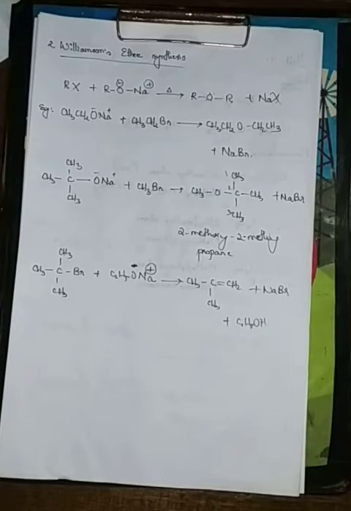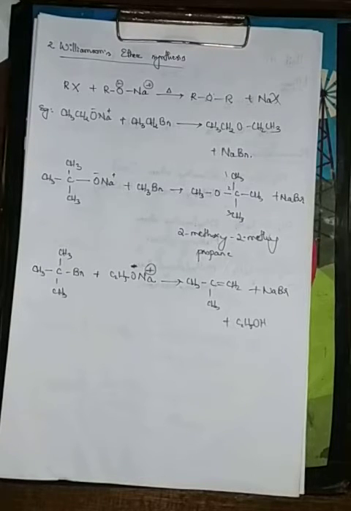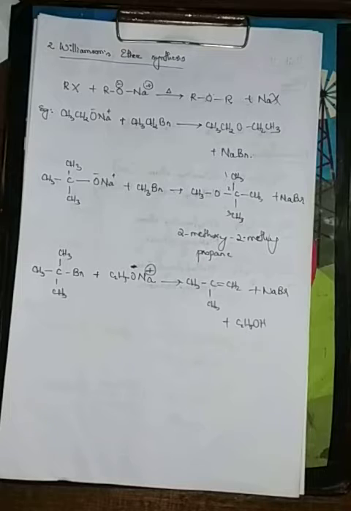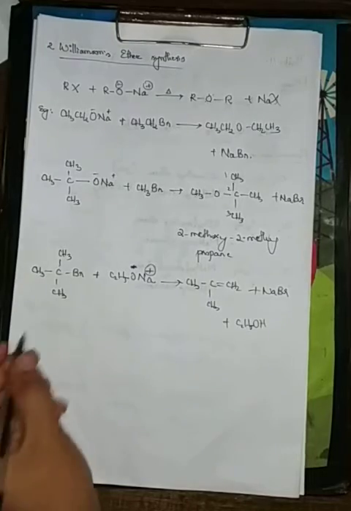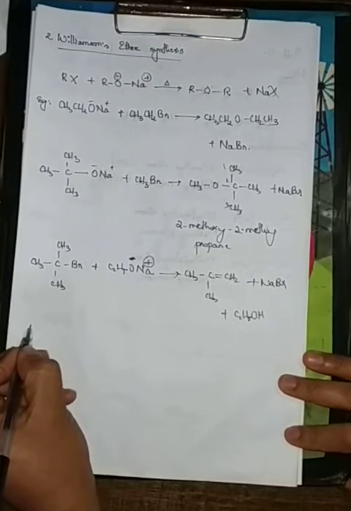Now therefore, Williamson's ether synthesis is the preparation of both symmetrical and unsymmetrical ethers when haloalkanes are heated with sodium or potassium alkoxide. But one point to remember is that Williamson's ether synthesis uses only primary alkyl halides, which will give us ethers. Now we can use our sodium phenoxide also.